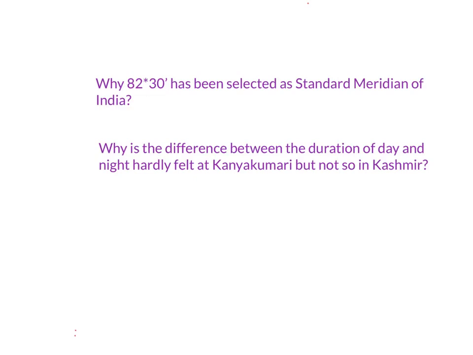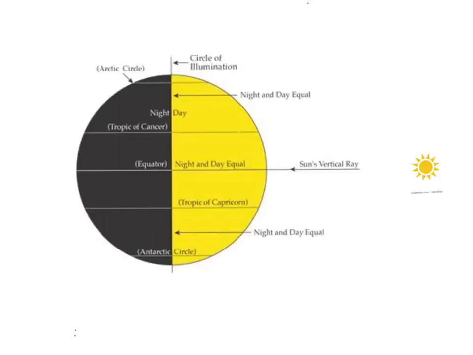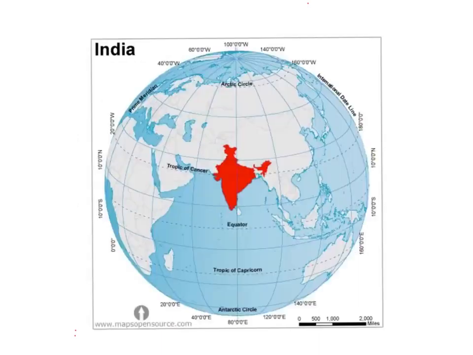Now the next question is, why is the difference between the duration of day and night hardly felt at Kanyakumari but not so in Kashmir? These places do not have the same duration of day and night. The circle of illumination divides the equator into two equal parts. The days and nights are therefore of the same duration at the equator. Kanyakumari is quite near the equator. The day-night difference is hardly 1 hour there.